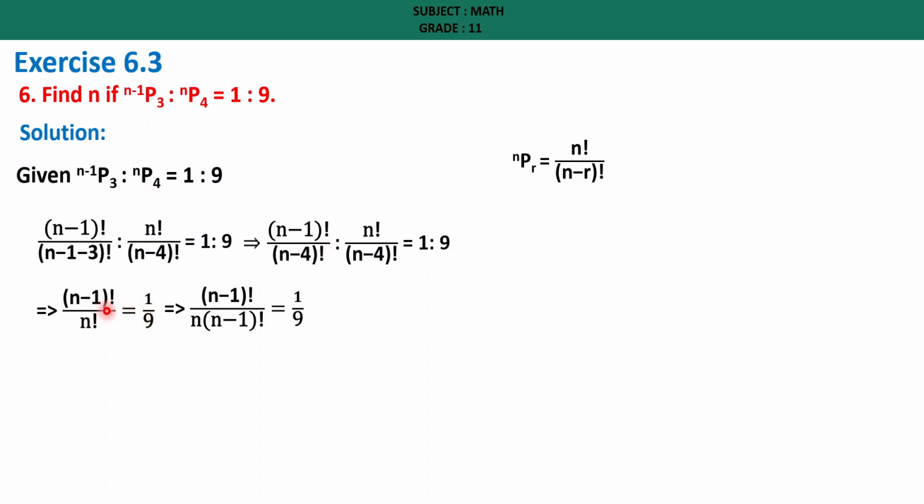(n minus 1) factorial we will keep as it is, and the denominator we can write as n into (n minus 1) factorial. That is equal to 1 by 9. Now we can cancel (n minus 1) factorial and (n minus 1) factorial. So 1 by n is equal to 1 by 9. This implies n is equal to 9. Therefore, n is equal to 9.